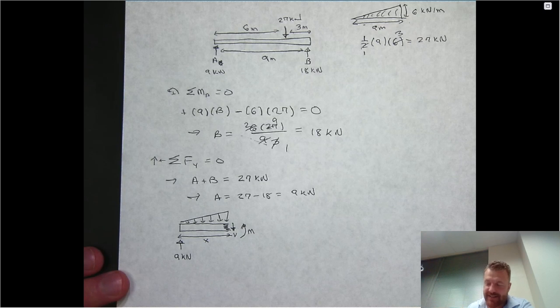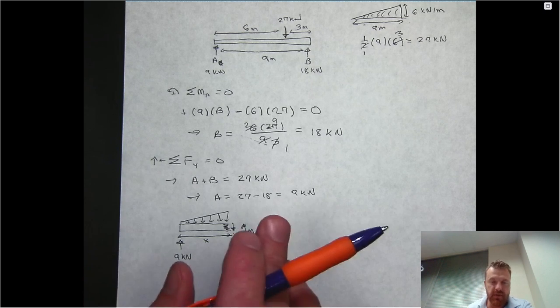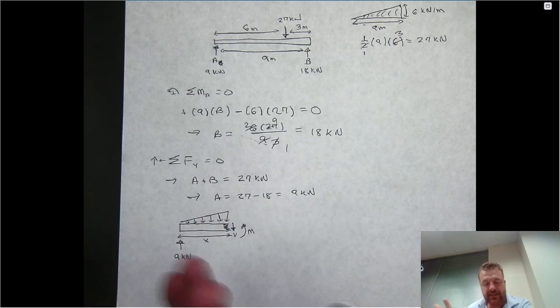But one of the other tricky things is, if we want to actually solve for V and M, we don't know how to do that for a distributed force. So even though we have to reconsider the distributed force again, the next thing we have to do is actually replace it by a single equivalent force. And this is where it gets tricky.